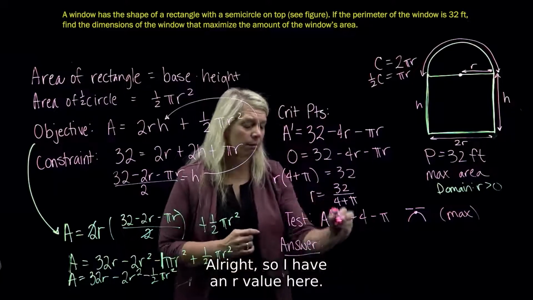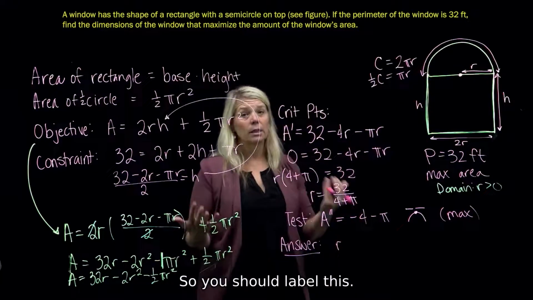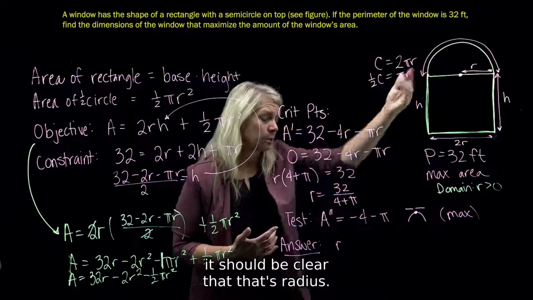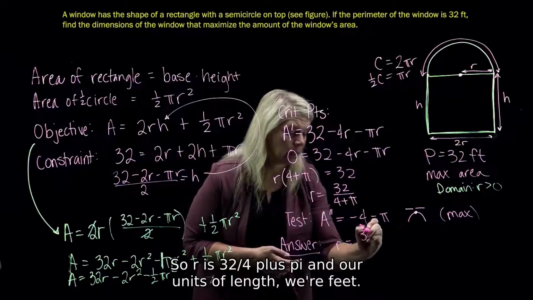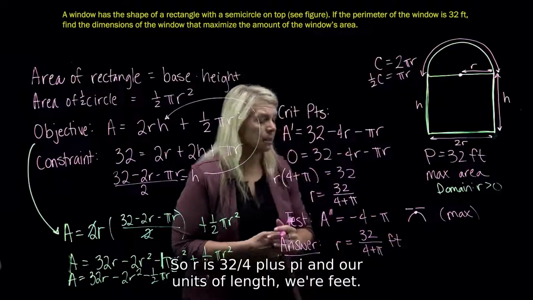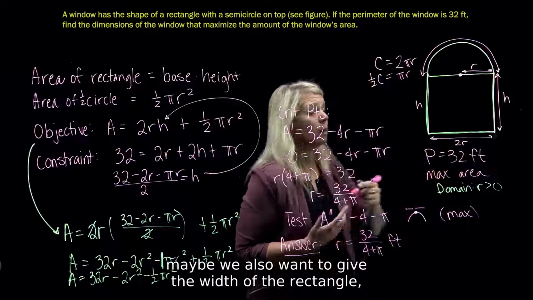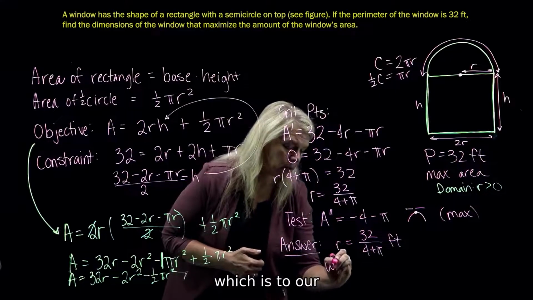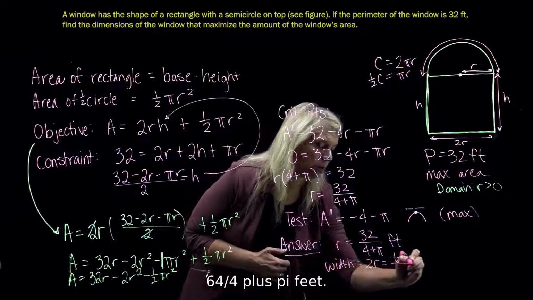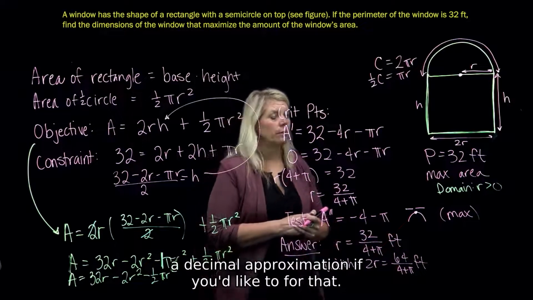All right, so I have an R value here. So that's the radius for the circular part at the top. So you should label this. Don't just give a number. Say that that's R or radius. And if you've got a picture that's labeled, it should be clear that that's radius. So R is 32 over 4 plus pi, and our units of length were feet. And then maybe, since we also have a rectangle, maybe we also want to give the width of the rectangle, which is 2R. So 64 over 4 plus pi feet. And again, you can get a decimal approximation if you'd like to for that.